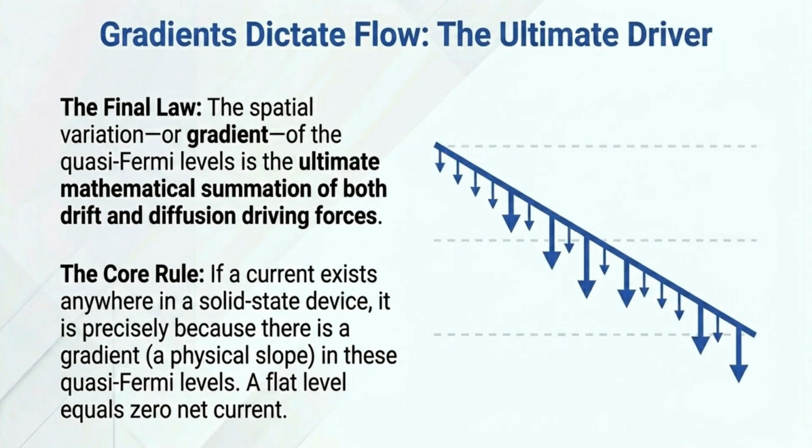The spatial gradient of the quasi-Fermi levels is the ultimate mathematical summation of both drift and diffusion driving forces. A current exists only when there is a physical slope in these levels.